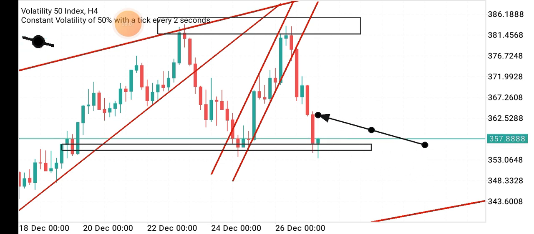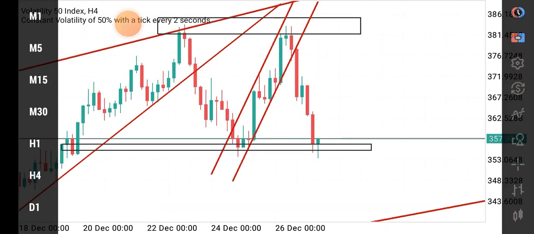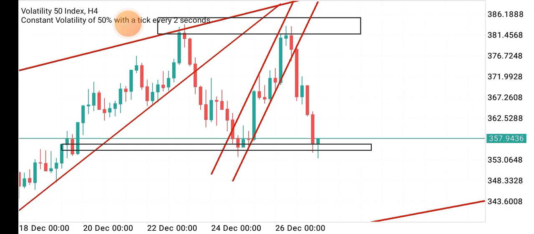So I entered the sell trade immediately at this point. It's on the 4 hourly time frame. So I entered here and each position gave me the result you're seeing on the screen. All right, so that's how I was able to get this particular trade. It's very simple. And right now the market is intending to buy again.